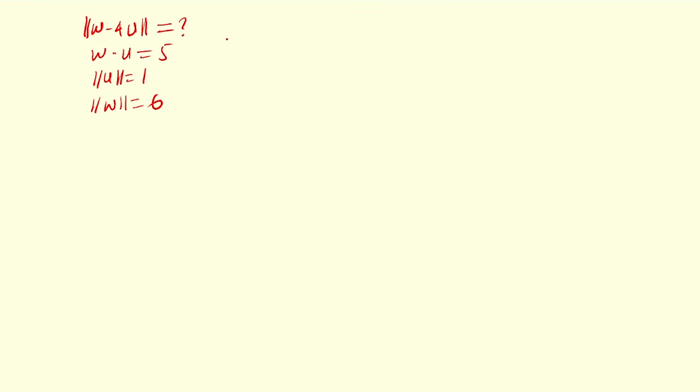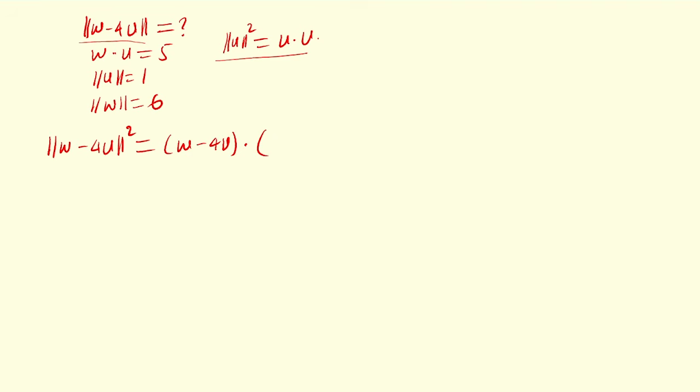Given the most important property here: the norm of u squared means u dot u. So apply this property. The norm of w minus 4u squared means w minus 4u dot w minus 4u. Dot product distributes over addition. So w dot w minus 8 u dot w plus 16 u dot u.